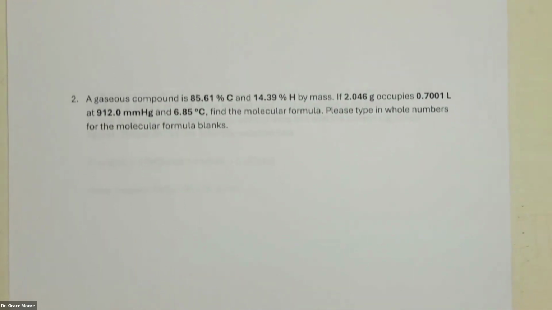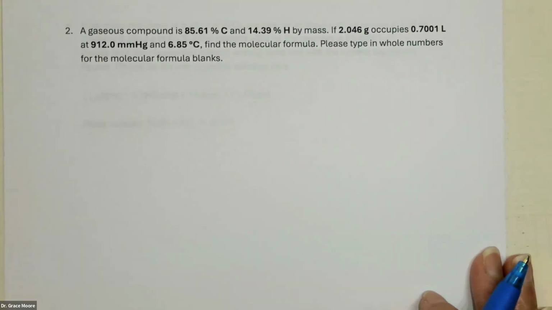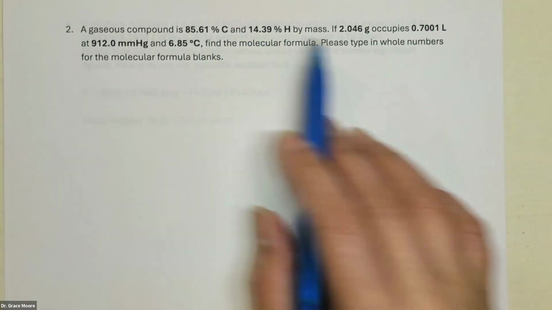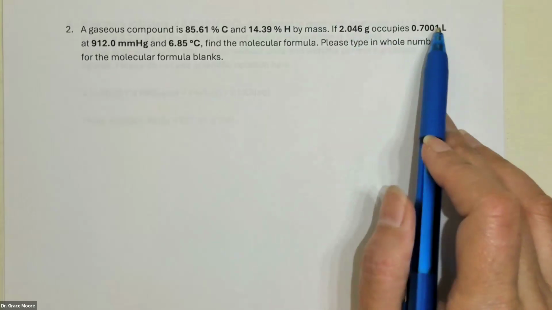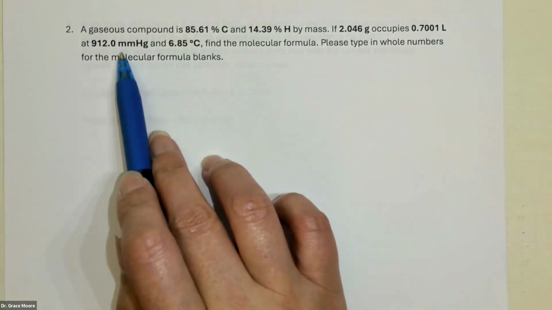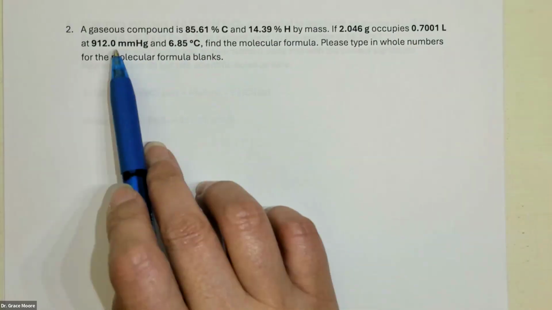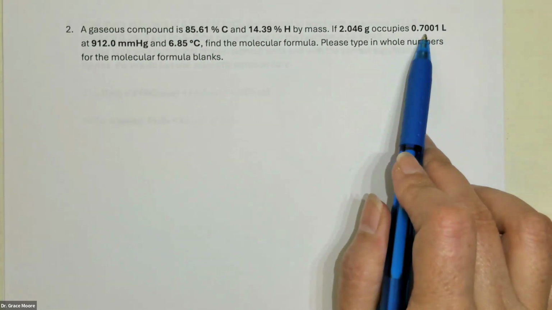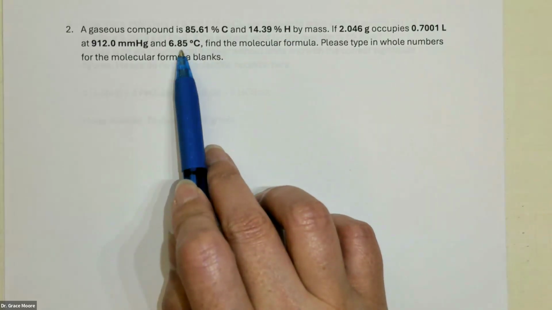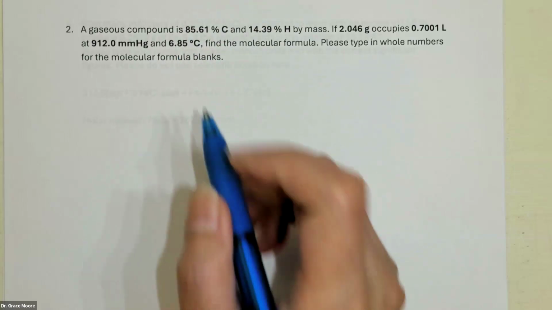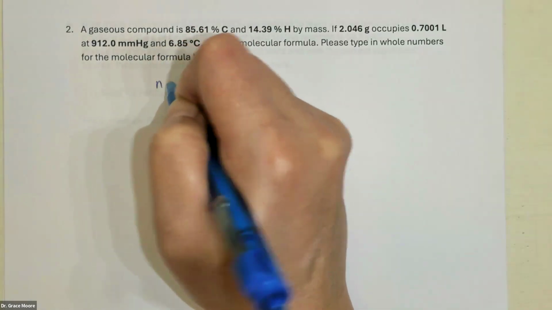All right, the next question we have here is they gave us mass percent of a compound, and then they gave you grams, volume, pressure, and temperature of this gas. If you notice, this is P, V, and T. You should be able to solve for n, PV equals nRT. So number 1 is solve for n.